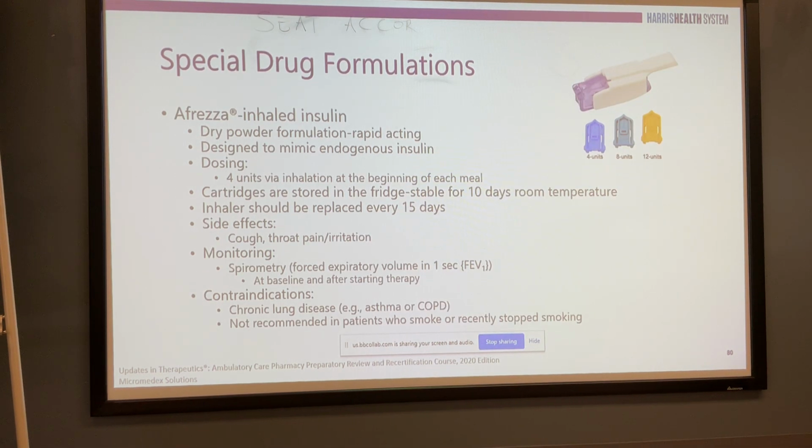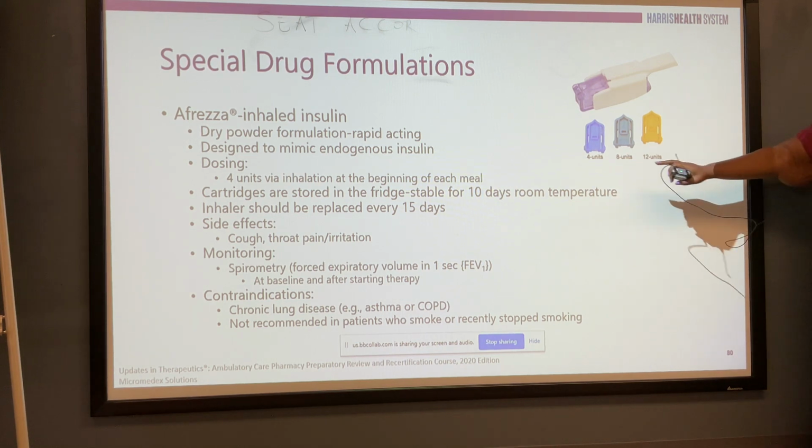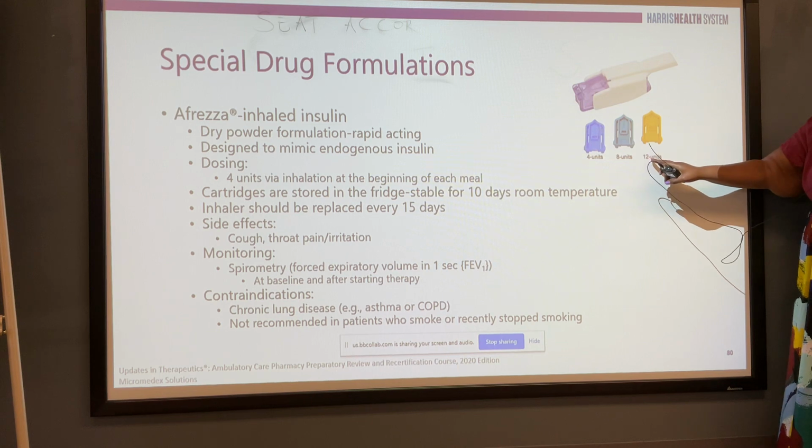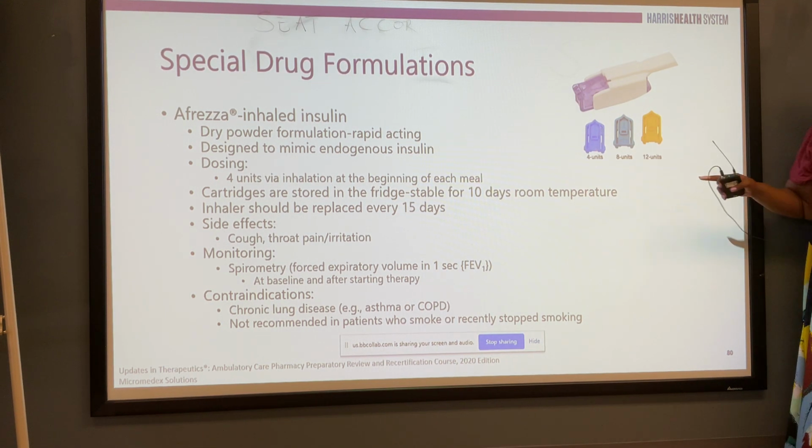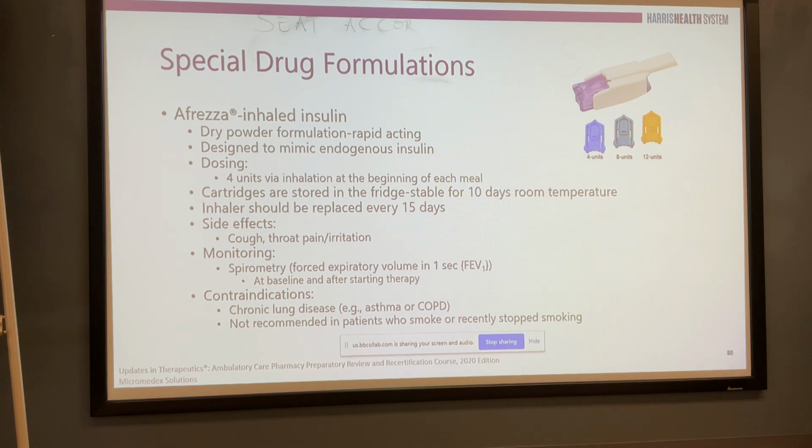Okay, so let's transition quickly to our inhaled insulin. I've been a pharmacist for a while. I've never dispensed it, never seen it. It is available. It's inhaled insulin. It's a dry powder, and it comes with little cartridges that the patients would place inside the inhaler. It's dosed at 4, 8, or 12 unit increment cartridges. And they would inhale the medication before the beginning of each meal.